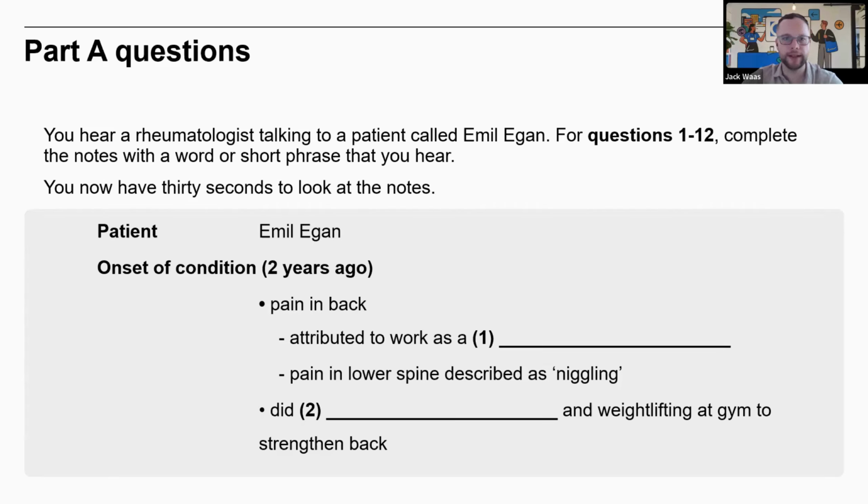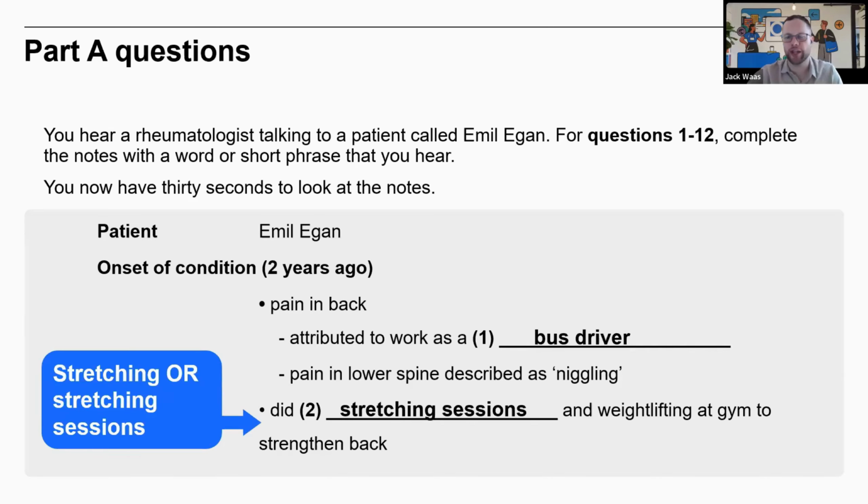All right, so let's see. I had some people write some answers. Bus driver, stretching. Let's go ahead and look over our answers. Number one was bus driver. Very good. Number two was stretching, or you could say stretching sessions. Either of those is okay. Stretching, stretching sessions.